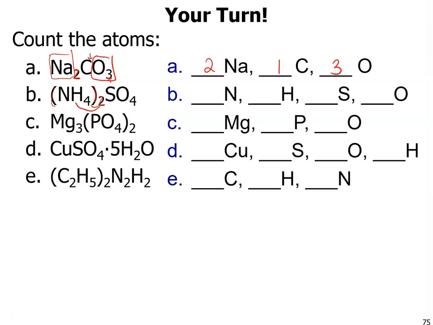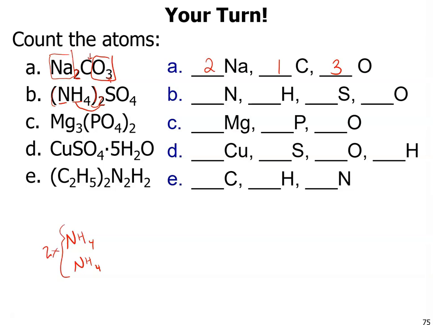So nitrogen is its own thing. This hydrogen is its own thing. And so we have to multiply that 2 through there twice. Remember, that means that we have NH4, NH4. That's what that parenthesis with the 2 behind it means. It means that we have 2 of these.